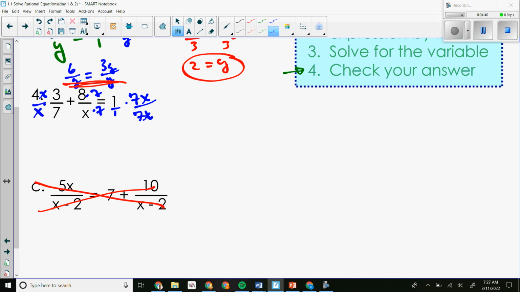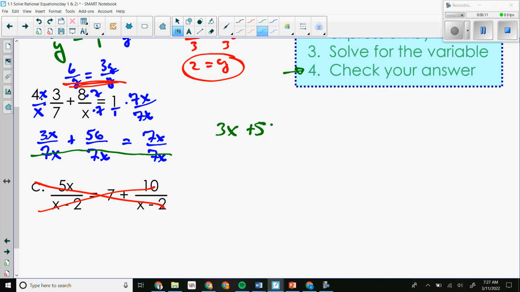Okay, so if I rewrite this, this is now 3x over 7x plus 8 times 7 is 56 over 7x, and then equals, well, 1 over 1 times 7x over 7x is just 7x over 7x. Again, once my denominators are all the same, you can cross those out and just work with the top, giving me 3x plus 56 equals 7x.